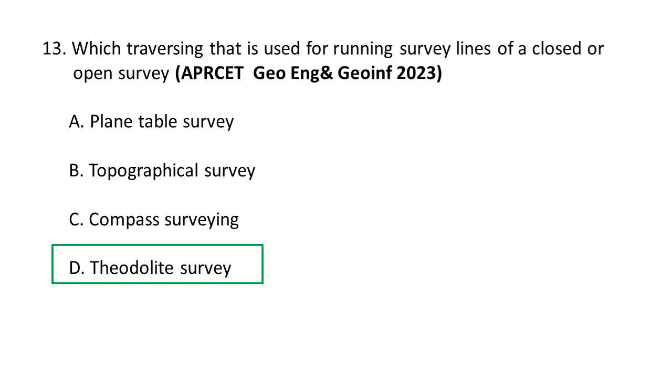Theodolite survey. A theodolite survey is a surveying method that uses a theodolite, a precision optical instrument, to measure the horizontal and vertical angles between visible points. The theodolite is mounted on a tripod with adjustable legs and used to obtain precise angular measurements in the field.